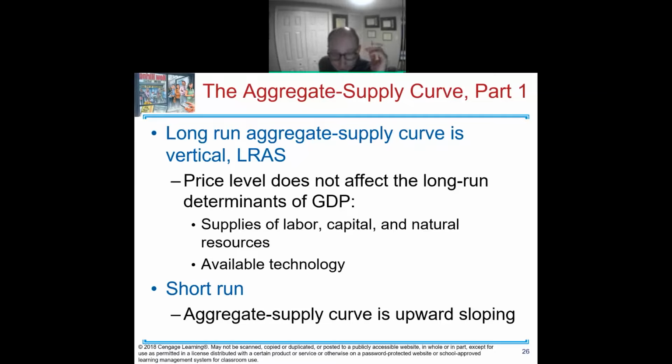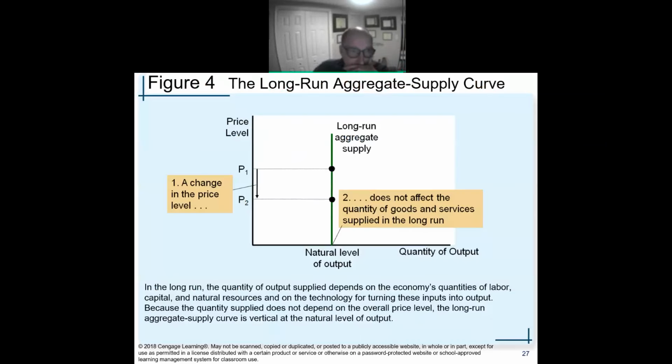In the short run, on the other hand, the supply curve goes upward sloping. And in the short run, the price changes have an effect. And this is a nice graphical representation of long-run aggregate supply. It's pretty much vertical.